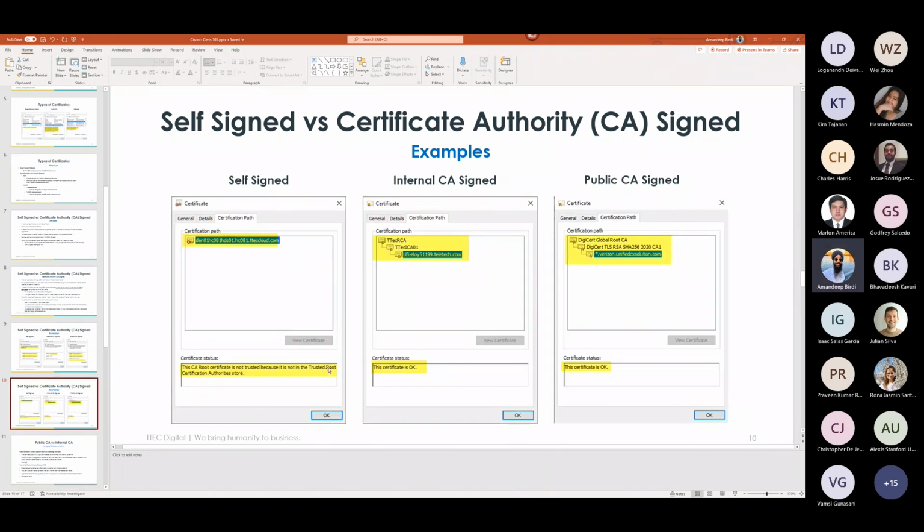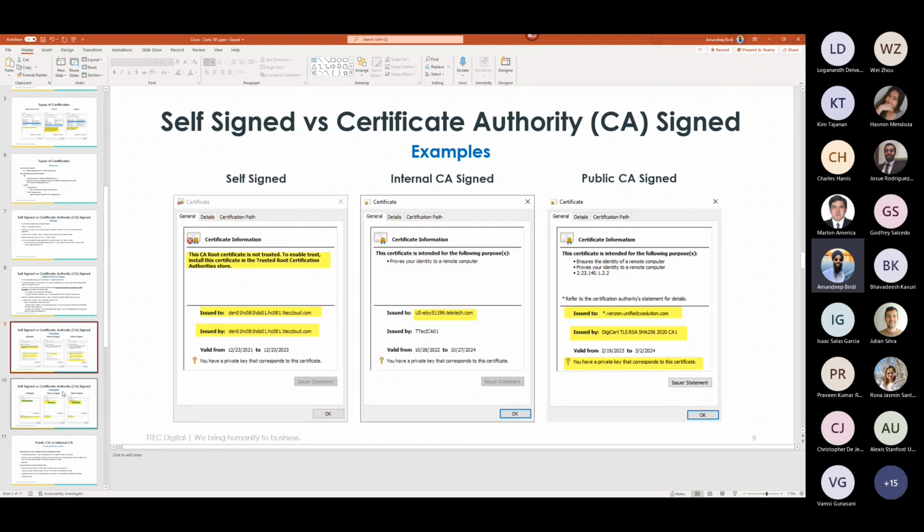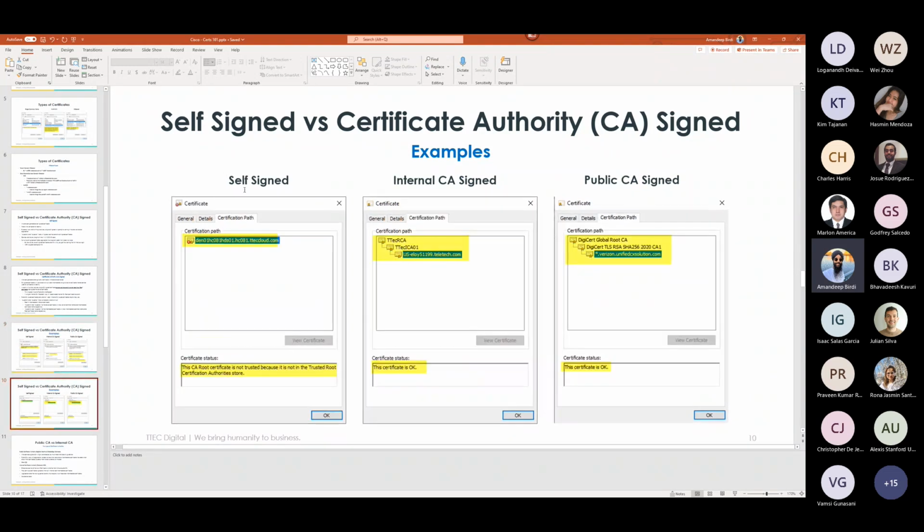Yeah, so again, these are just examples, right? When you look at a self-signed cert in the certification path, you would only have one cert. With a CA-signed cert, whether it's public or internal, you will have multiple certs that build the chain of trust. So root, intermediate, and the server cert.